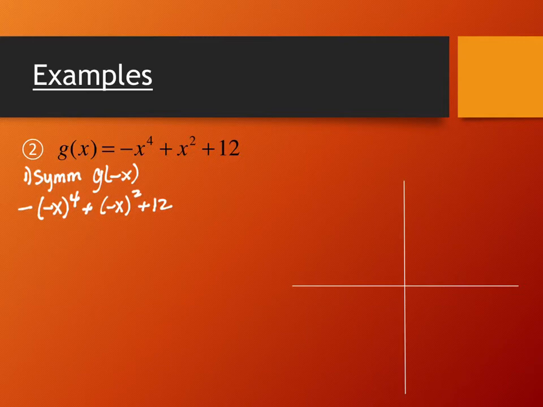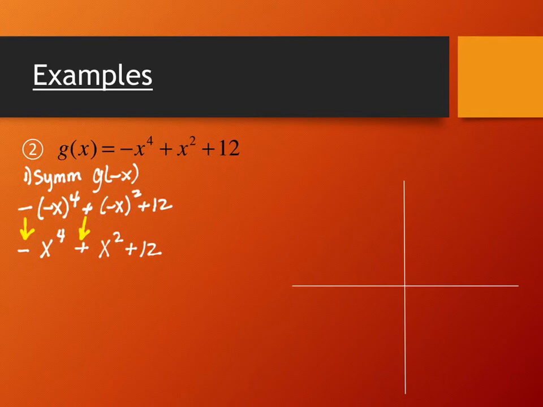So this first negative will stay because it's part of the equation. What is negative x to the fourth? That is to say, is it positive or negative? It's positive. And the power is 4. The next one, there's an addition sign, so I'm going to bring that down. Negative x squared, positive or negative? Positive x squared. And then my constants are always the same. They don't have anything to change them.